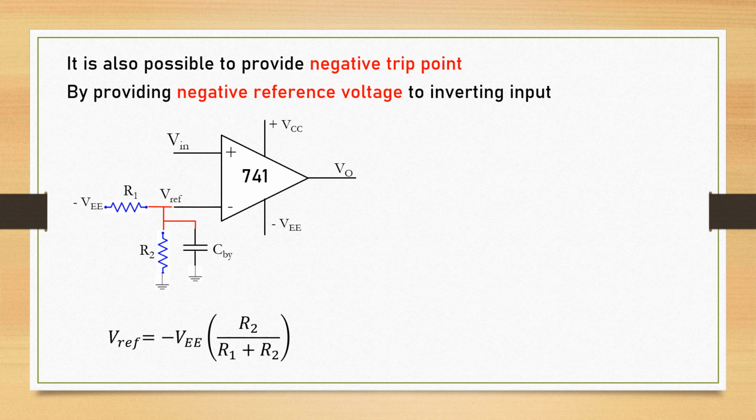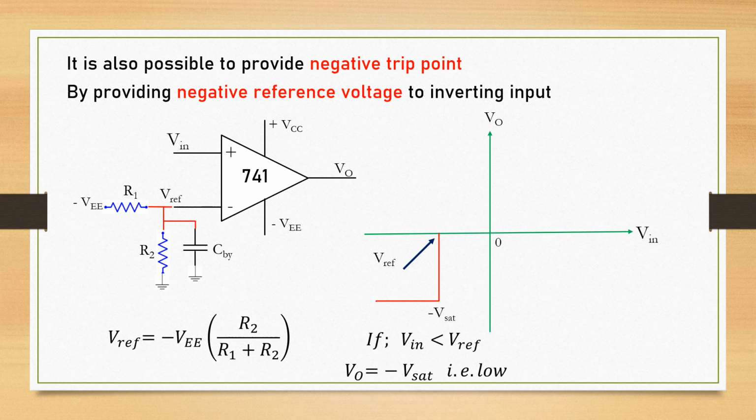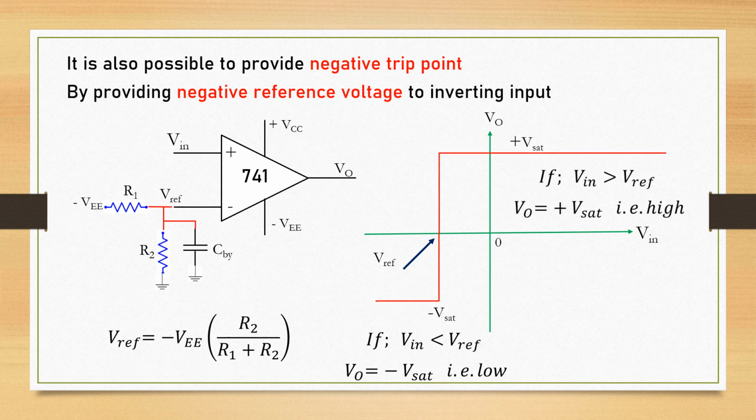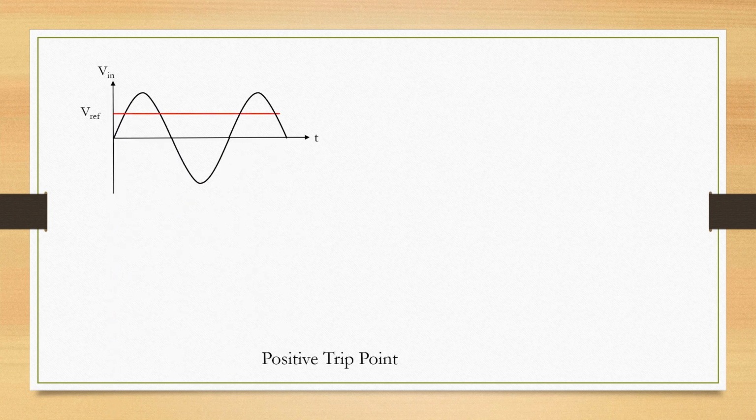In this case, now what happens? When V in is greater than V reference, V naught is equal to plus V sat, that is a higher value, and when V in is lesser than V reference, V naught is equal to minus V sat. So this is also called a negative reference. These are the input and output waveforms for a positive trip point and a negative trip point.